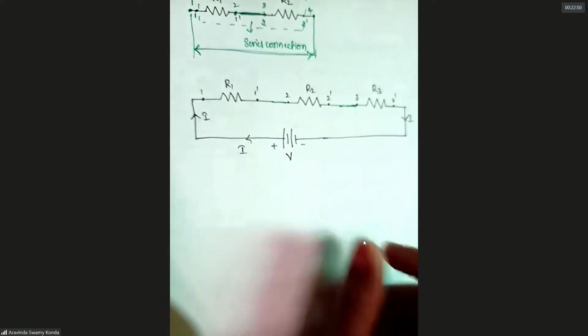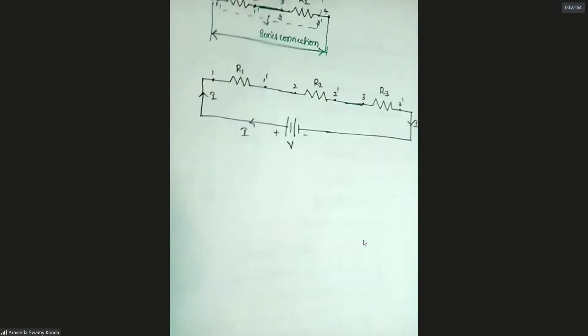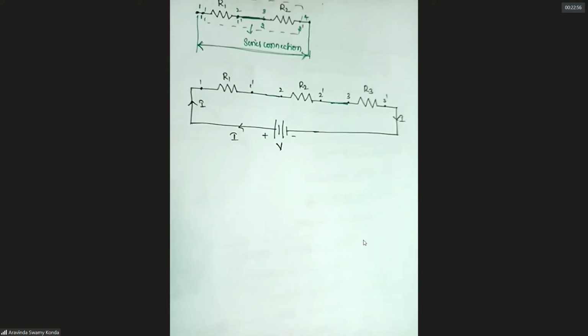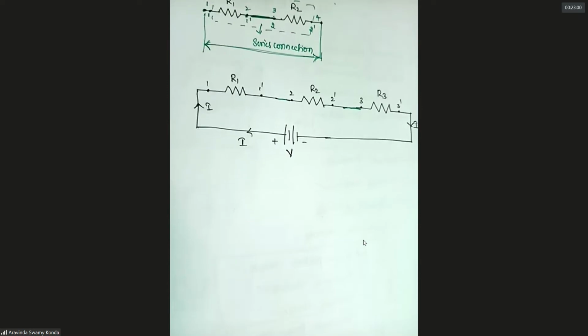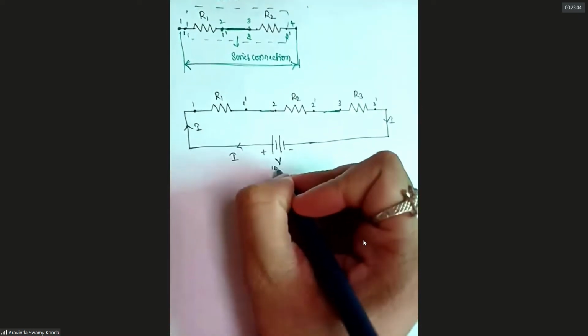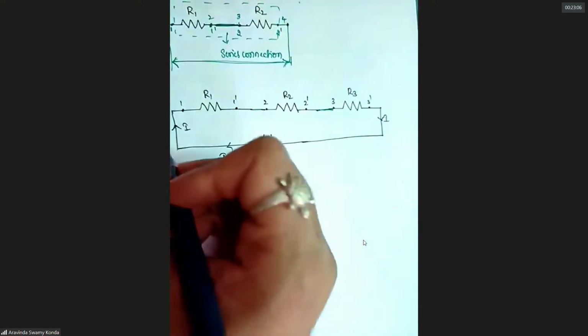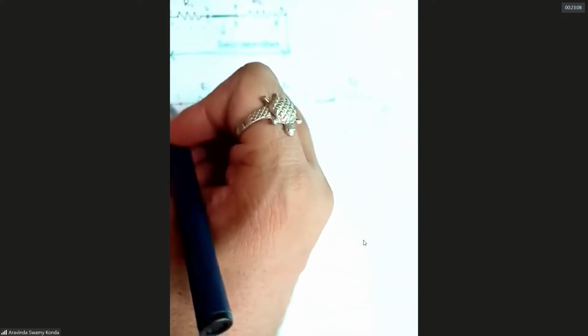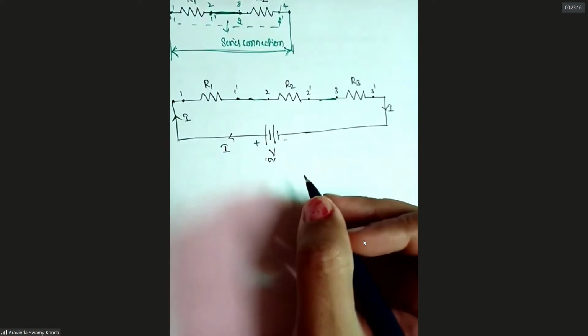Is the voltage the same across each resistance? No, sir. Why? See, if you are applying 10 volts, the same 10 volts is not traveled up to this point due to this resistance. Am I right? Yes, sir. Some drop may be there.